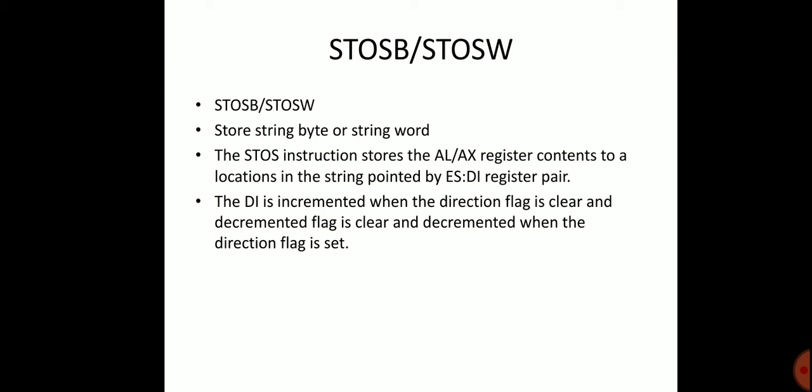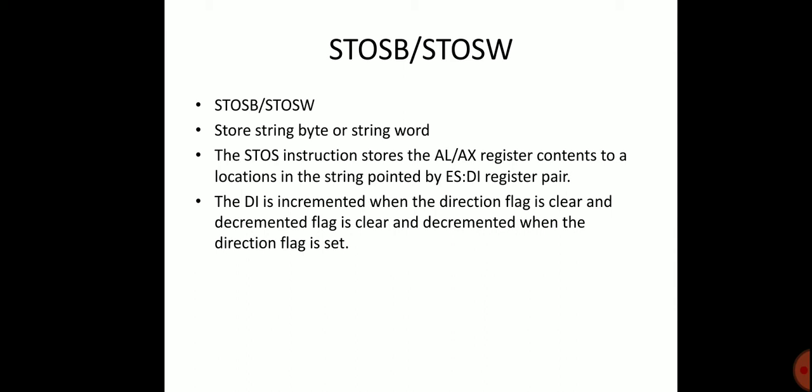Then load string byte and load string word. The load string instruction loads the register with the content of a string location pointed to by the data segment and source index register pair. The source index is incremented when the direction flag is clear and decremented when the direction flag is set.